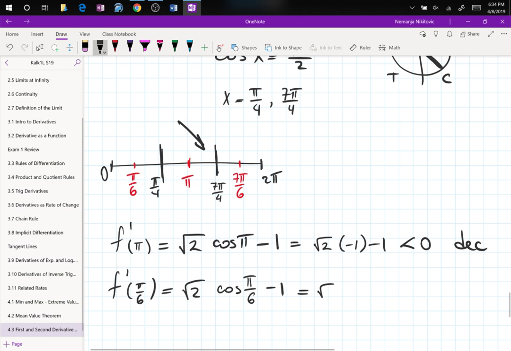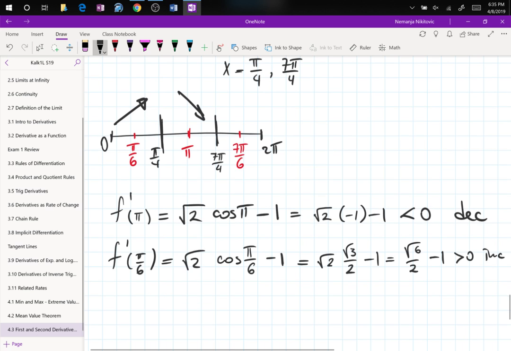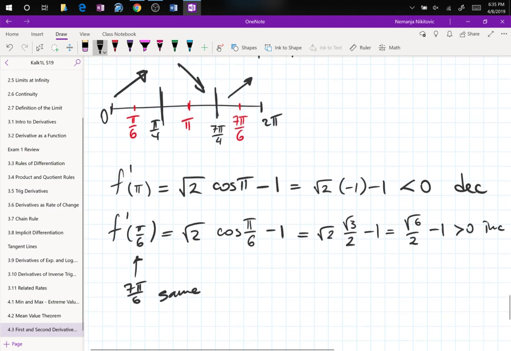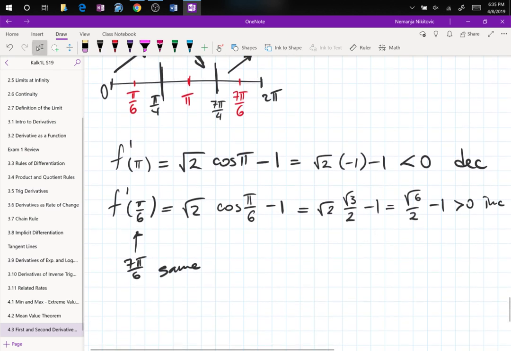Does that work over there? It works. Okay. What's cosine of pi over 6? Very good. Minus 1. So this is definitely larger than 0, because you have root 3 over 2 minus 1. That's larger than 0, so it's increase. 7 pi over 6 in a cosine is going to give us the same answer. Great.